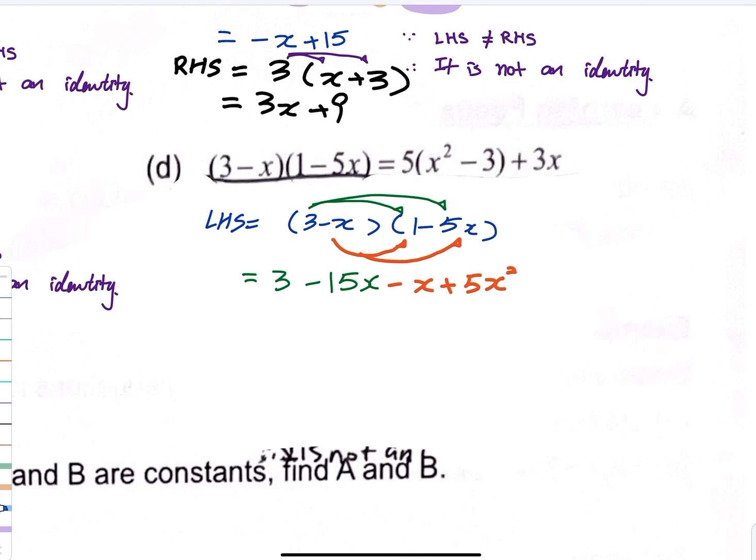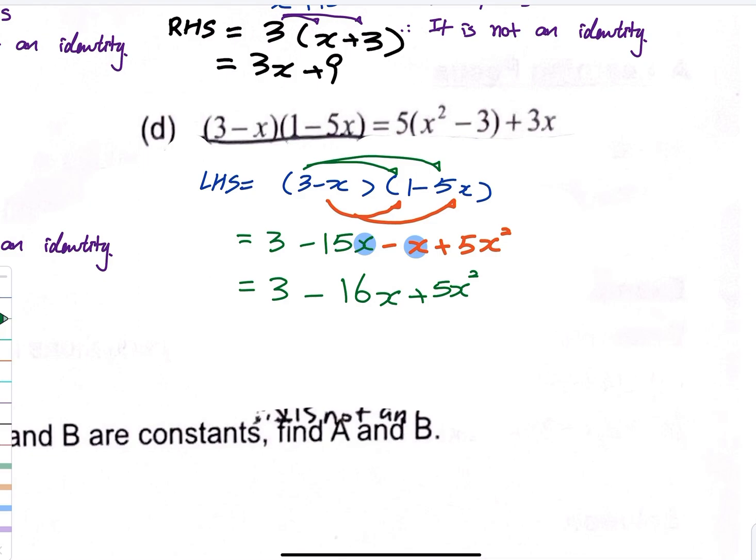And then is there any like terms? These two. So you deal with this. 3, negative 15 minus 1. If there's no number shown, then it means it's a 1. So negative 15 minus 1, negative 16x plus 5x squared. I'm writing too big, right? It's okay. Like nobody cares.